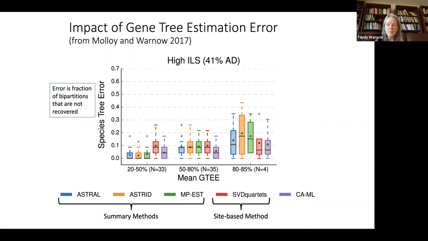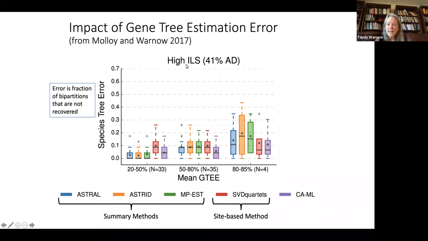When you're working with estimated gene trees, the theory about statistical consistency fails to be applicable because the theory is based upon true gene trees. You don't get true gene trees. So I hope you see this difference, that concatenation is sometimes the best thing to do. It depends upon how much gene tree estimation error you have.